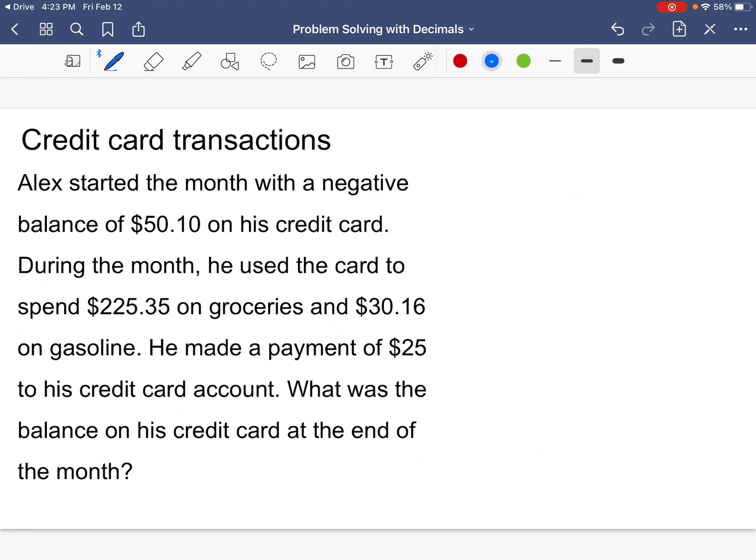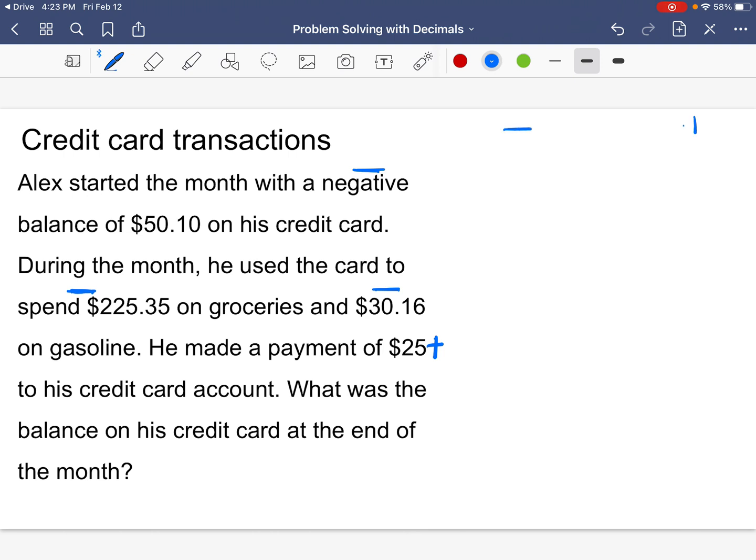Credit card transactions is another area where we use positive and negative decimals. And with credit cards, when you have a negative balance, that's a negative. Every time you spend money, it's a negative on your credit card. So spending on groceries and spending on gasoline. And when you make a payment, that's a positive on the credit card.